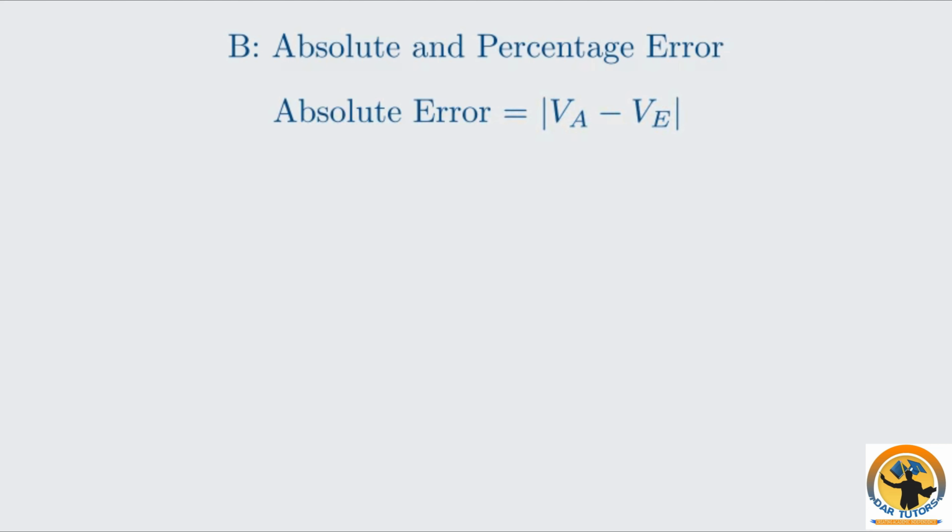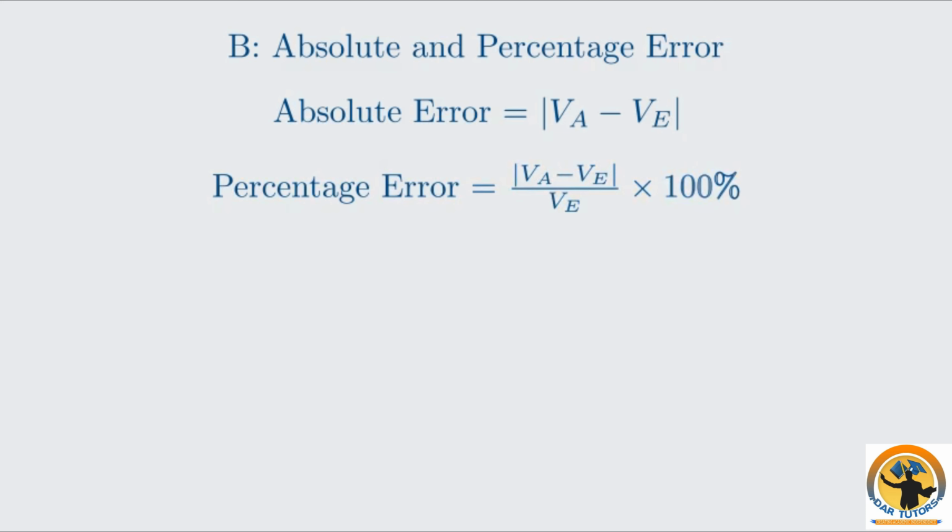Absolute error is useful, but it doesn't give us context. For example, an absolute error of 1 centimeter is a large error for measuring the length of your finger, but a very small error for measuring the length of a football field. Percentage error provides this crucial context. Percentage error expresses the absolute error as a percentage of the exact value. We calculate it by dividing the absolute error by the exact value, V sub E, and multiplying by 100. This gives a relative measure of accuracy that allows for meaningful comparison, regardless of the size of the quantities involved.